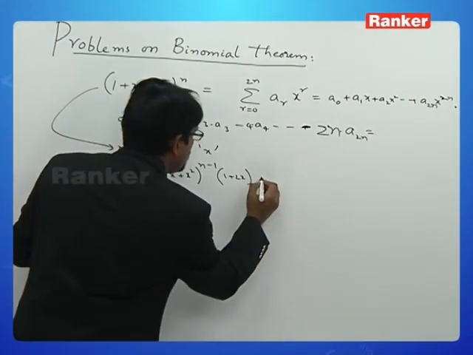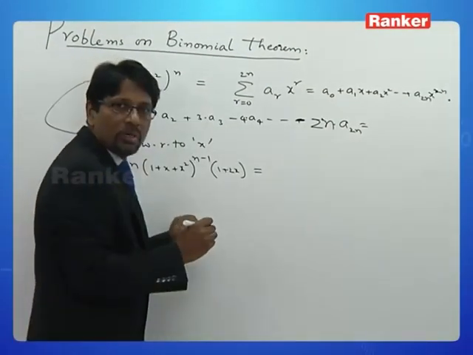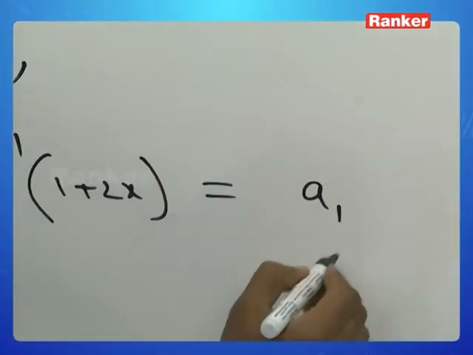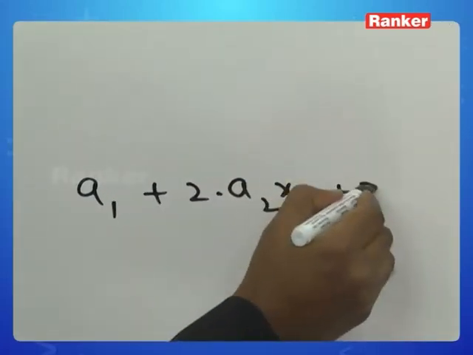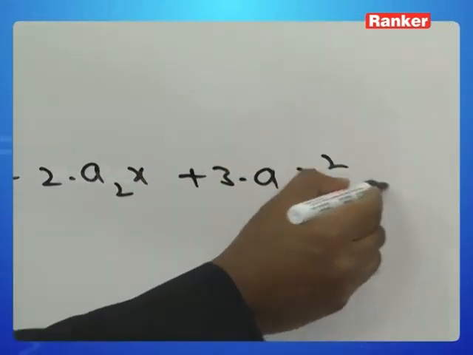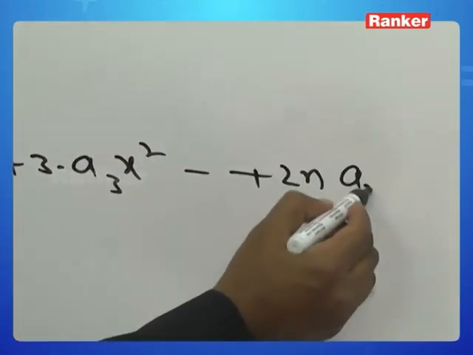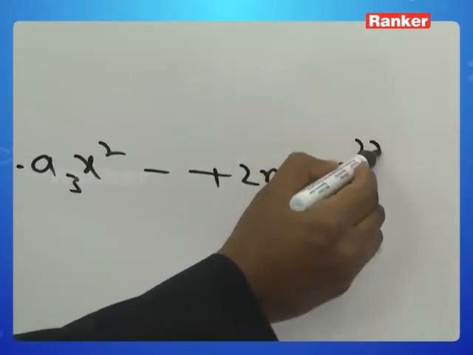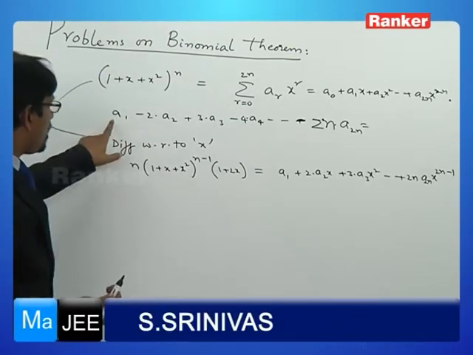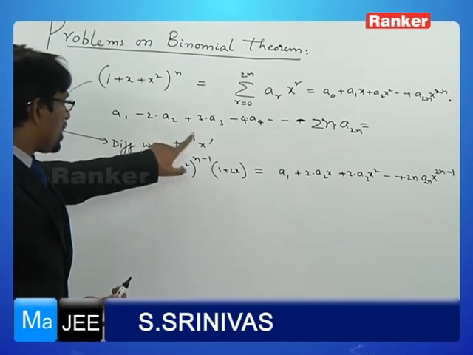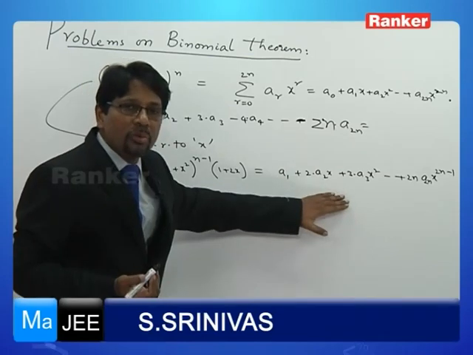Okay. Now coming to the right hand side. What's the derivative of a0? 0. Constant term derivative 0. So a1 plus 2 into a2 into x plus 3 into a3 into x square. This is what you're going to get. Finally 2n into a2n into x power 2n minus 1. This is what we'll be having here. Now what you wanted was only the coefficients, so that has to be made free from x term here. So how can we do that?